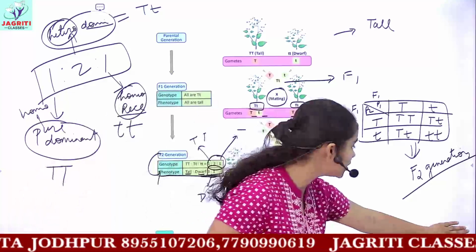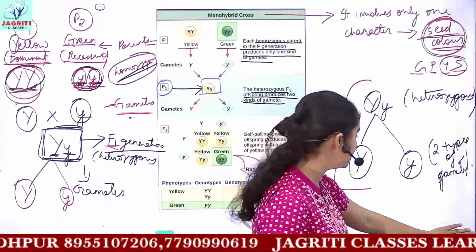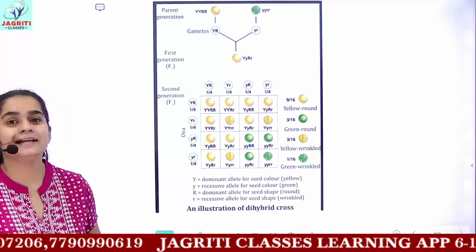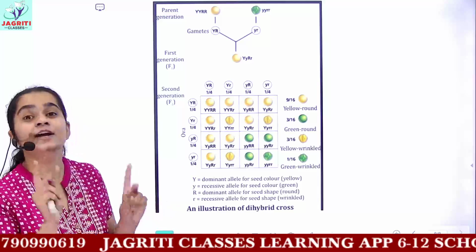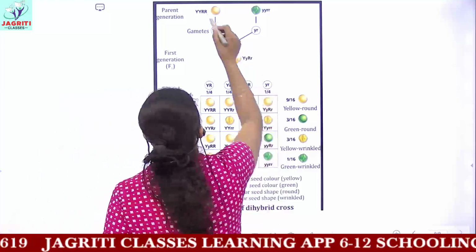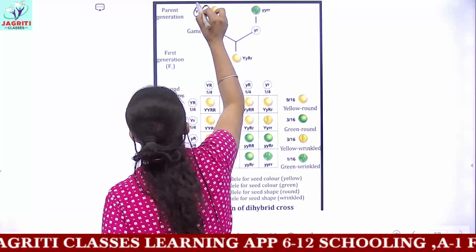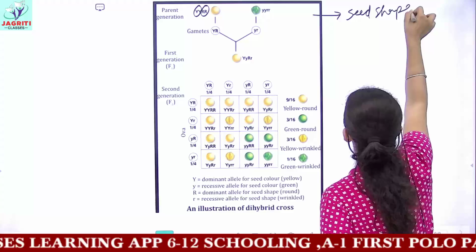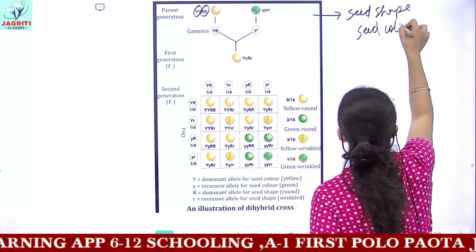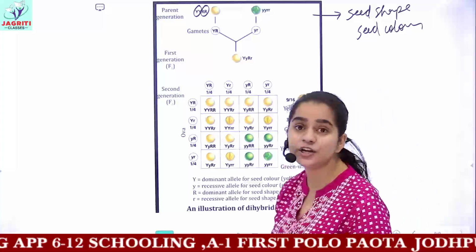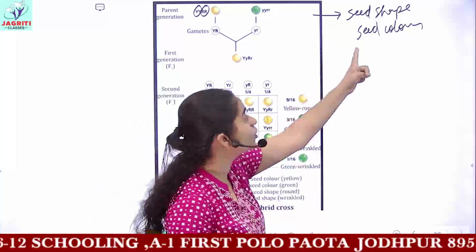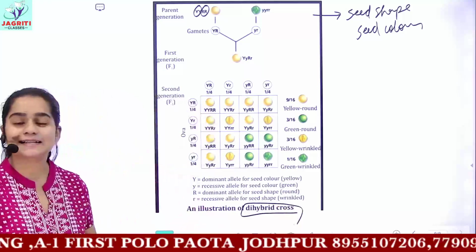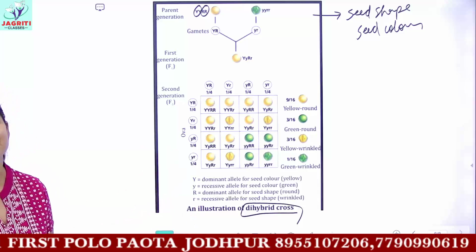In the next lecture, we will be starting the dihybrid cross, which is this one. This is the dihybrid cross, where you take 2 different kinds of characters. Here we took seed shape and seed color. So here we are taking 2 characters, seed shape and seed color. And as I told you in the definition, when 2 characters are involved in the cross, you call it a dihybrid cross. So we'll be discussing this cross in the next class.